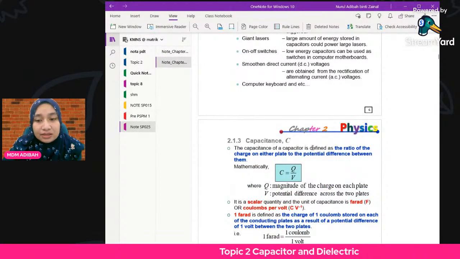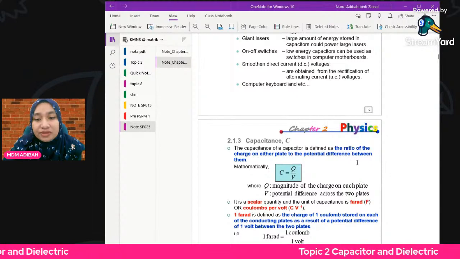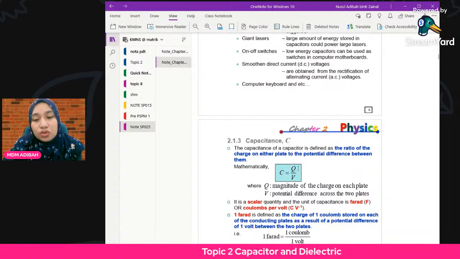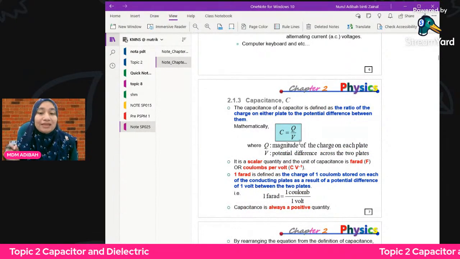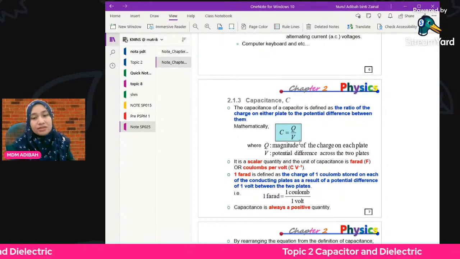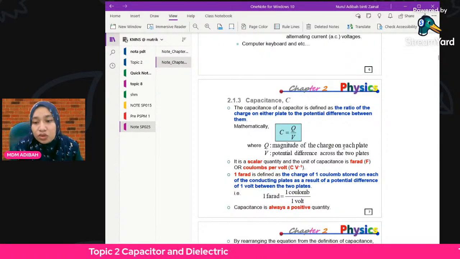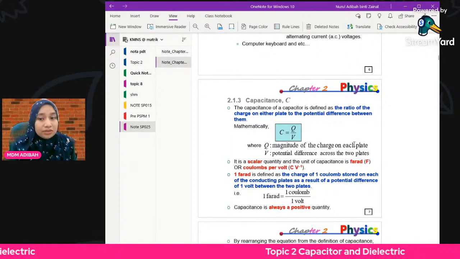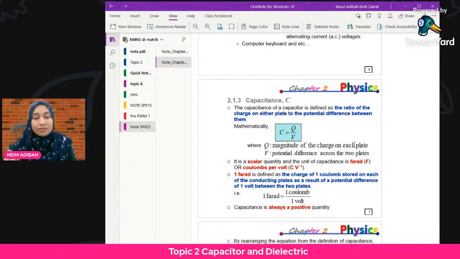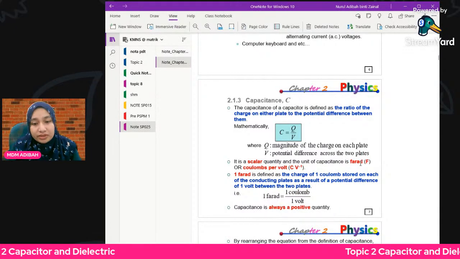Now the capacitance. Capacitance is defined as the ratio of the charge on each plate to the potential difference between them. So C equals Q over V, meaning that C is the value of the capacitor, berapa nilai capacitance dia. Q is the magnitude of the charge on each plate, and bear in mind, in each plate nilainya sama. So bukanlah saya tambah ke apa, kita ambil saja magnitude dia. And V is the potential difference across the two plates.